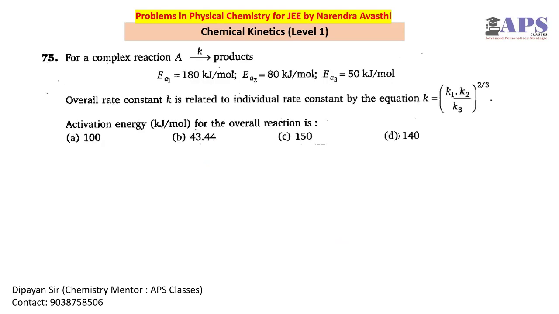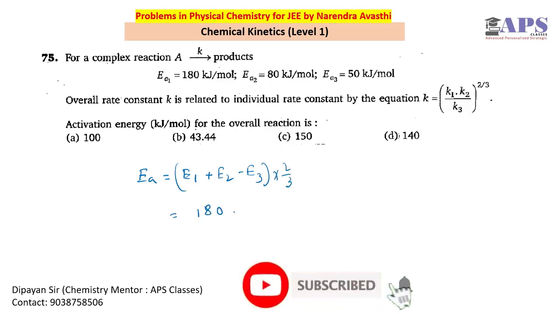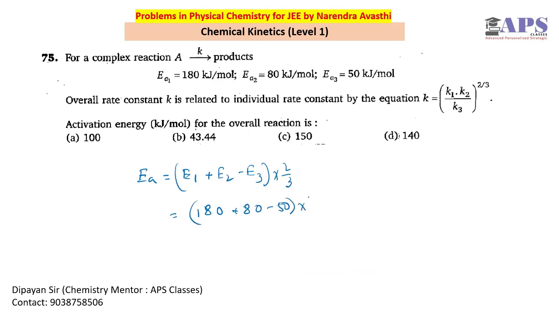In question number 75, we can write the overall activation energy as E1 plus E2 minus E3, whole multiplied by 2 by 3. From the given values, 180 plus 80 minus 50, multiplied by 2/3, equal to 140 kilojoule per mole, which is option D.